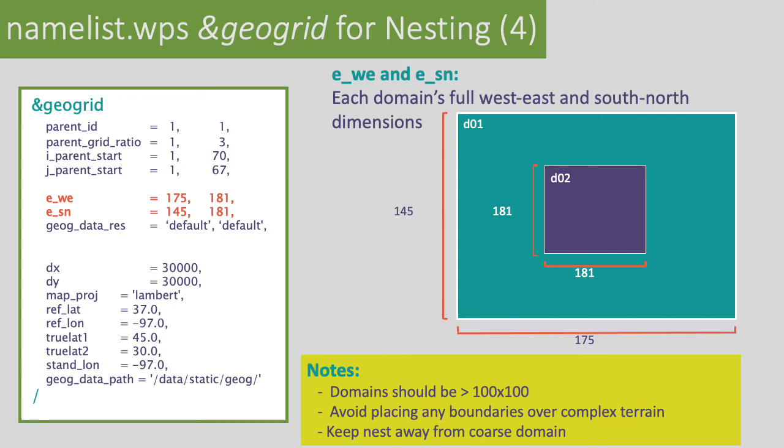A few things to note. All domains should be greater than 100 by 100 in order to have the space needed to resolve phenomena in the time it takes for large-scale systems to move across. In the practice exercises for our tutorials, we use smaller domains, but this is just for the sake of teaching and saving time and computational costs. In any real application, you will need to use larger domains.